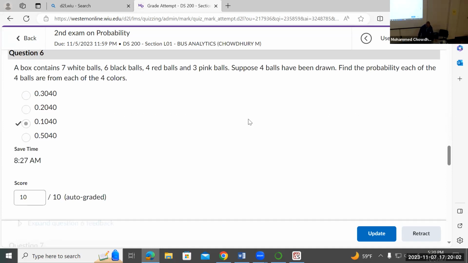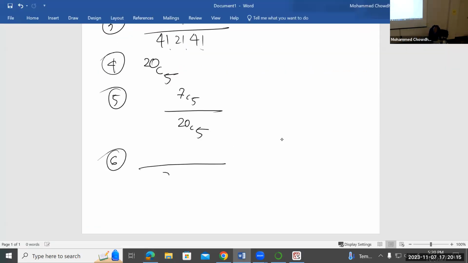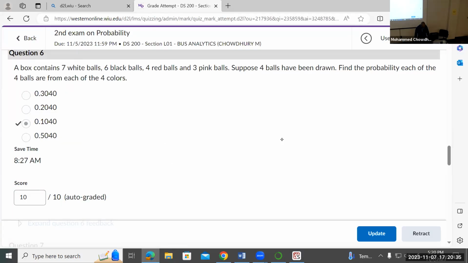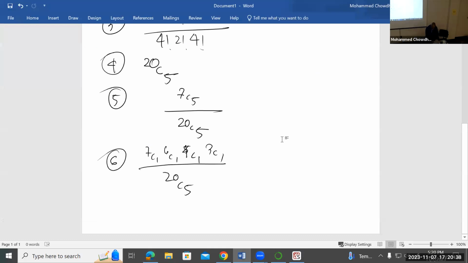Number 6. Find the probability that each of the 4 colors is represented by one ball. There are 4 colors, right? So that means 7, 6, 4, 3. It should be 7 choose 1, 6 choose 1, 4 choose 1, 3 choose 1, over 20 choose 5. 7, 6, 4, 3. That is the way. This is the multiplication.